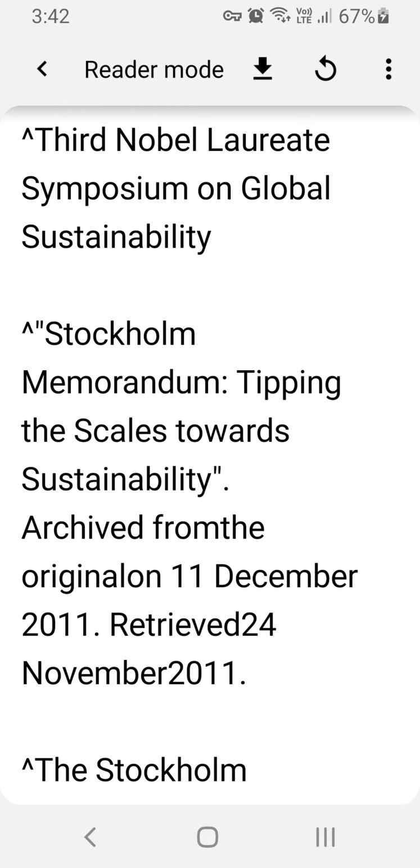Retrieved 24 November 2011. The Stockholm Memorandum. Frank Biermann. 2007. Earth System Governance as a Cross-Cutting Theme of Global Change Research. Global Environmental Change, Volume 17, Issues 3 to 4, August-October 2007, pp. 326 to 337. Biermann, F., Abbott, K., Andresen, S., Bäckstrand, K., Bernstein, S., Betsill, M.M., and Gupta, A. 2012. Navigating the Anthropocene: Improving Earth System Governance. Science 335 (6074), 1306-1307. John Dryzek, 2014. Institutions for the Anthropocene: Governance in a Changing Earth System.